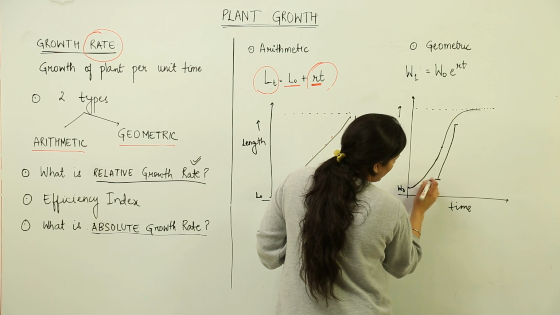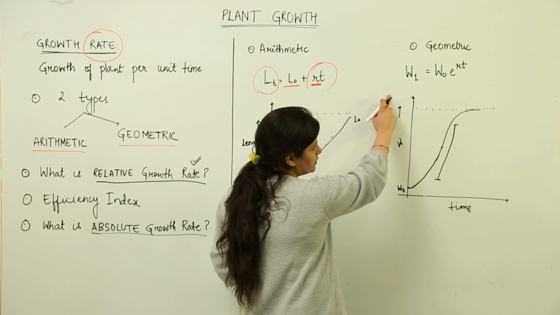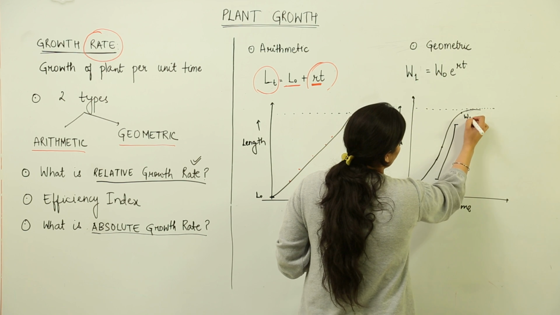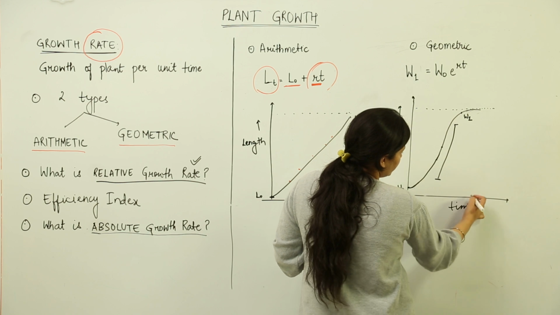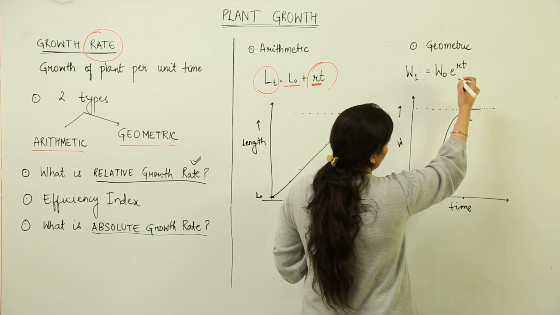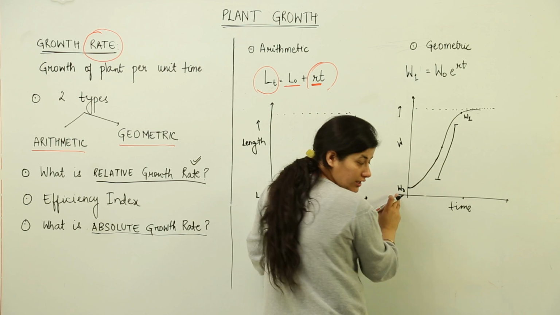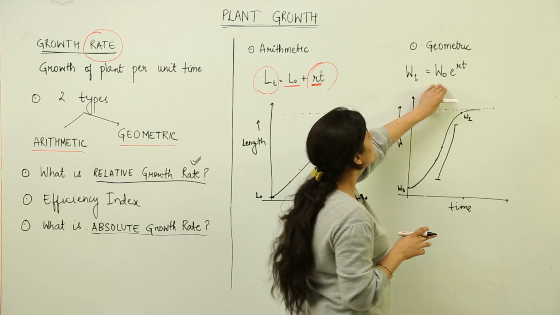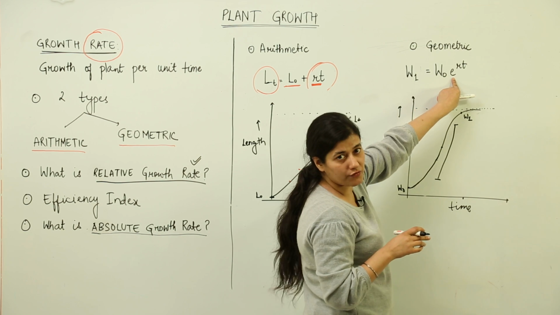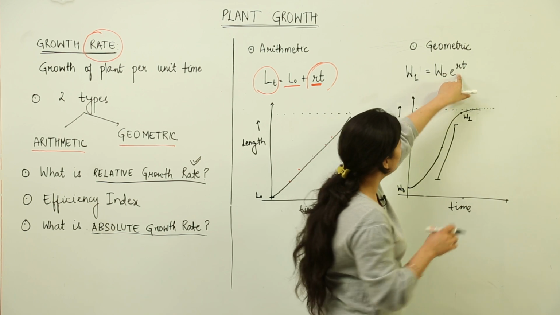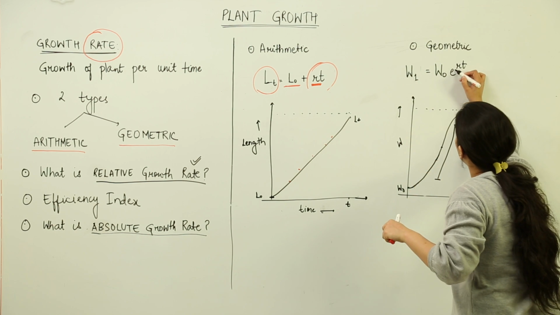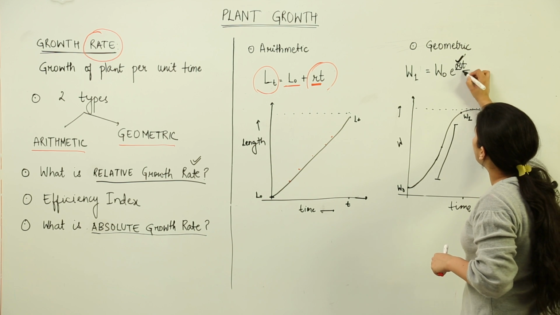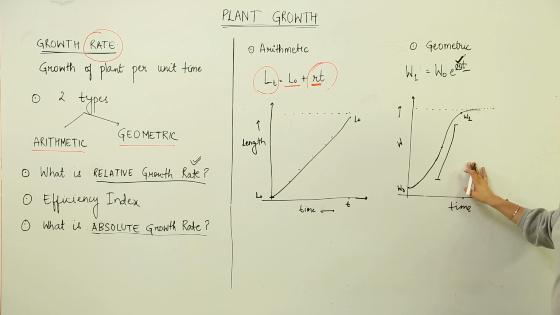In the beginning it is small, then it keeps on increasing, and it is denoted by this equation. If we consider W1 at any given time t, it would be dependent on the initial weight with which the plant started, that is W0, which will not be 0. This is the base of the logarithm, e, and because this is an exponential equation, we bring into the scene the relative growth rate multiplied by the time in which that growth has taken place.